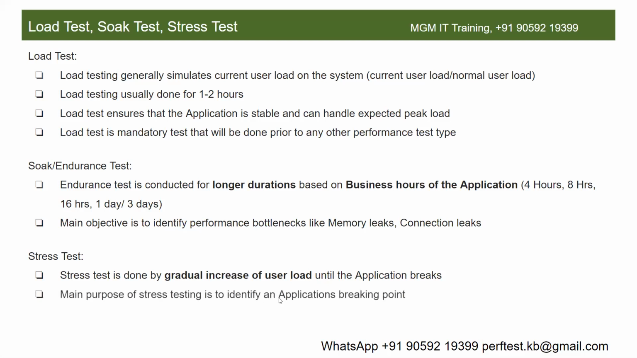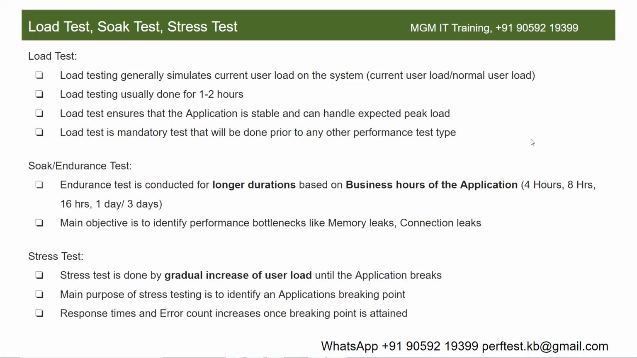Okay. Now, the main purpose of stress testing is to identify an application's breaking point. Breaking point means identifying the maximum load that an application can support before it breaks down. Before it breaks down means before it starts throwing errors, or before response times increase very high, right? So the main purpose of stress testing is to identify an application's breaking point. Clear, guys?